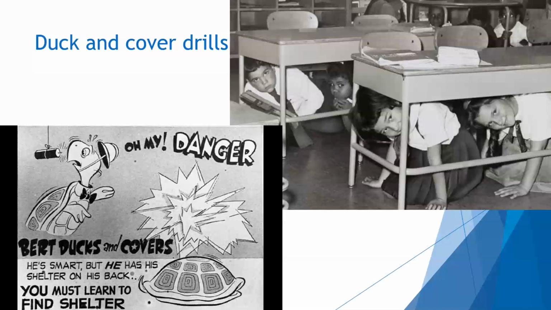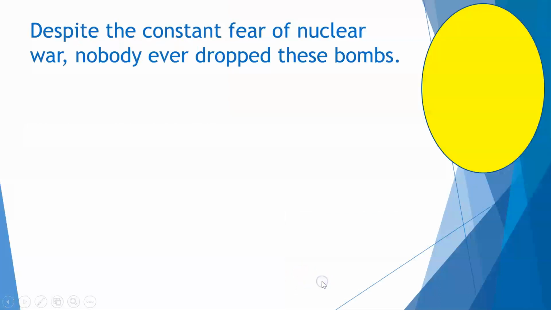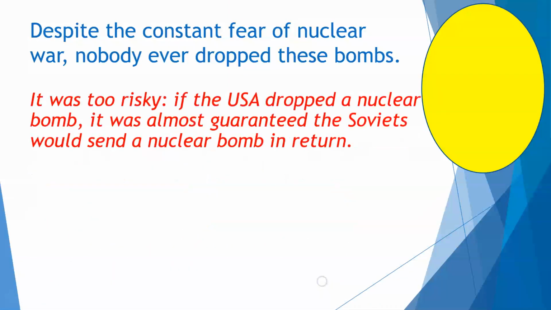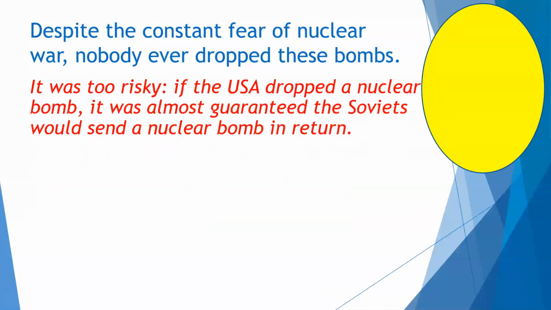Everybody practiced going underneath their desks to hide from the atomic bomb, as if somehow their desks would prevent them from getting radiation. Despite this constant fear of nuclear war, nobody ever dropped these bombs. It was too risky. If the USA dropped a nuclear bomb, it was almost guaranteed that the Soviets would send a nuclear bomb in return.